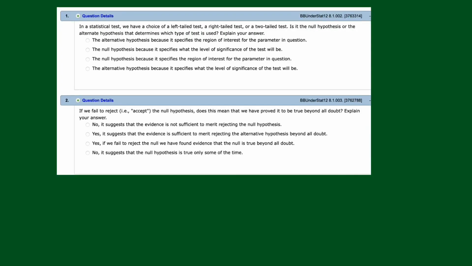This is section 8.1, problems 1 and 2. Number 1 says, in a statistical test, we have a choice of a left-tail test, a right-tail test, or a two-tail test. Here's the question: is it the null hypothesis or the alternate hypothesis that determines which type of test to be used? So which determines if we're going to be using a left-tail test, a right-tail test, or a two-tail test?